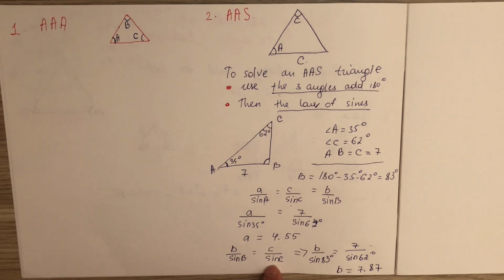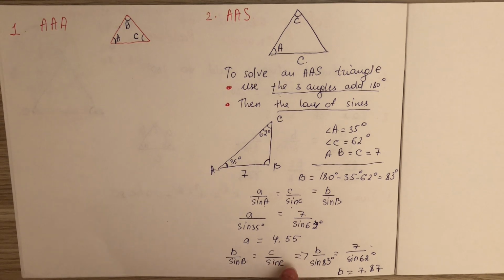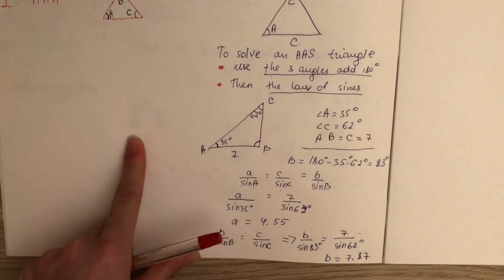Did you notice that we used B over sine B is equal to C over sine C here, rather than B over sine B is equal to A over sine A for the last calculation? There is a good reason for that. What if we made a mistake when finding A? Then our answer B would also be wrong. So as a rule, it's always better to use the sides and angles that are given rather than ones we have just worked out.